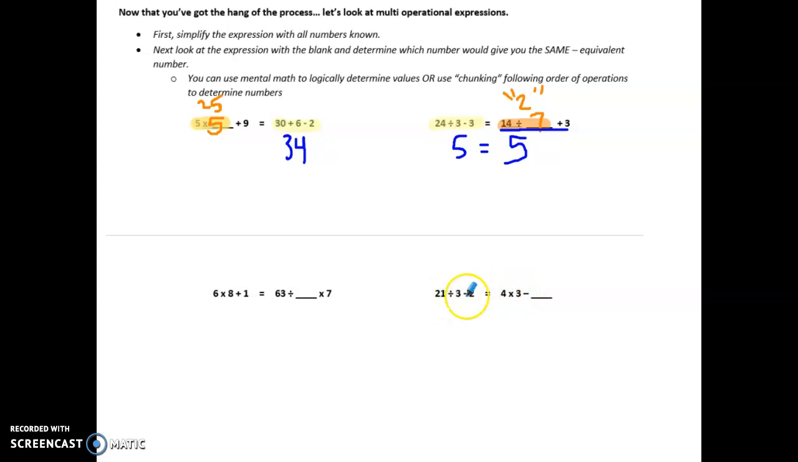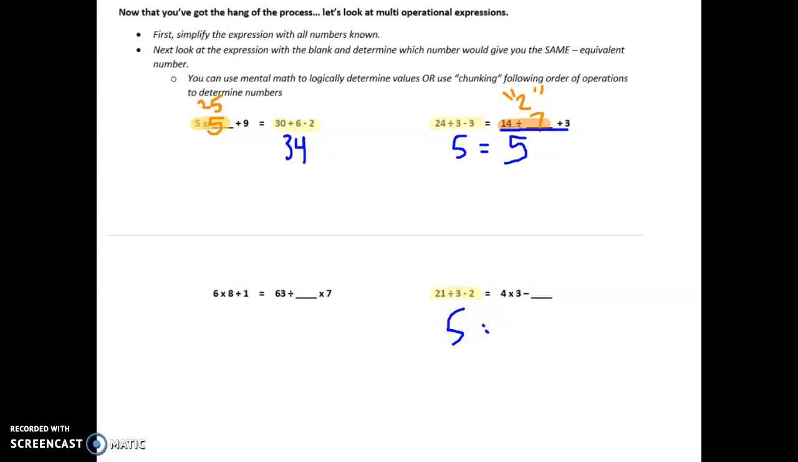So if you look between the two expressions, you should lean towards the left. It has all my numbers first. Following order of operations, 21 divided by 3 is 7. 7 minus 2 is 5. So I happen to be shooting for the same answer down here. So I'm looking for 5.